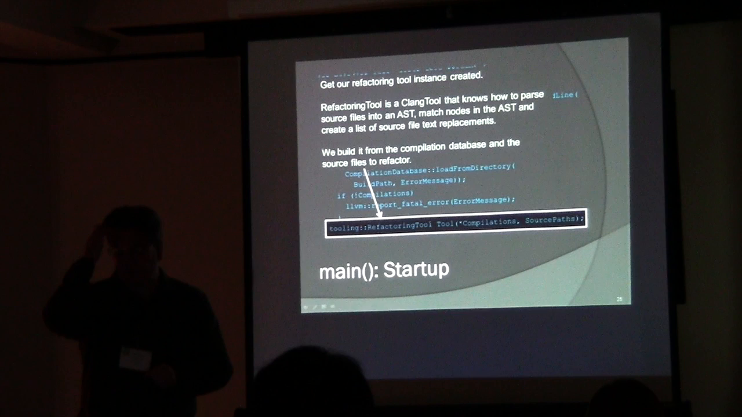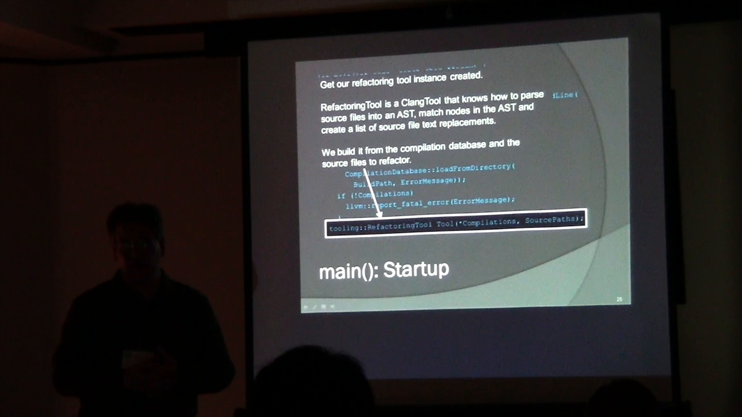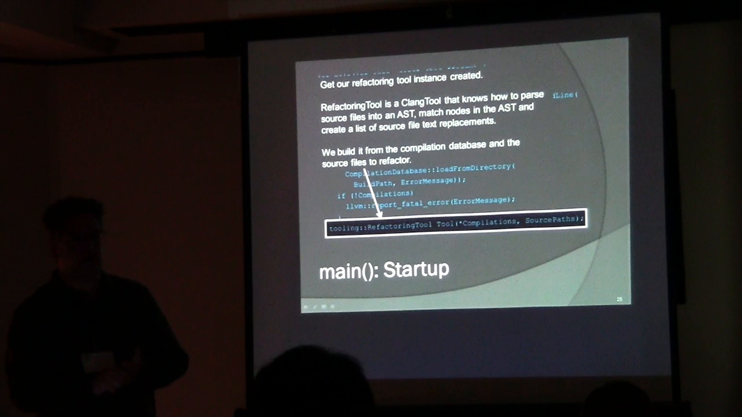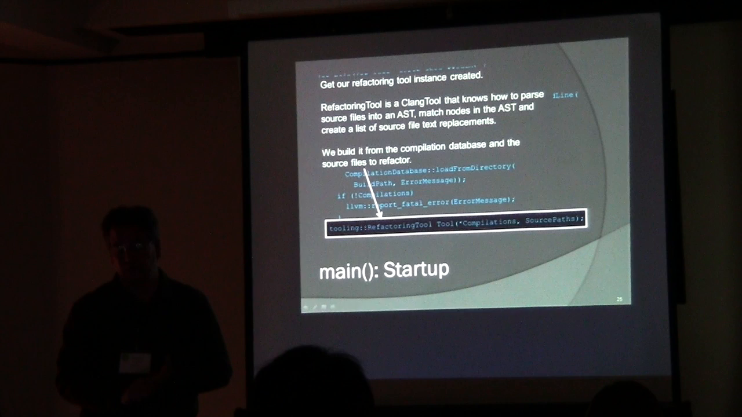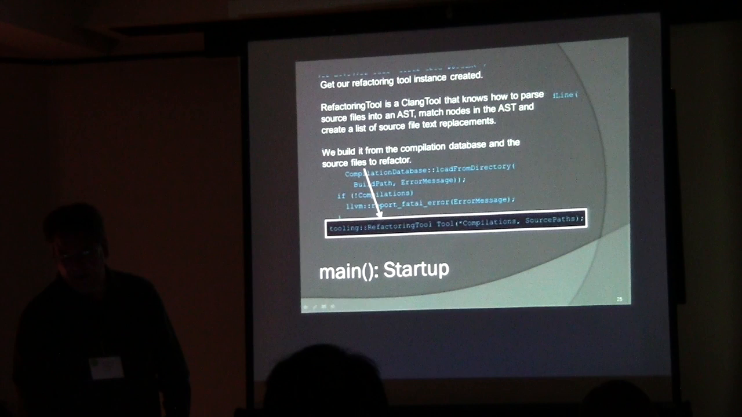And then the very last part is that we're going to instantiate this refactoring tool, and Clang has already a small class hierarchy of tools, and a refactoring tool is a base Clang tool that knows how to parse source files into an abstract syntax tree, match nodes against that abstract syntax tree, and then create a list of source file text replacements, and then apply those replacements to the files and save it out. And you build this refactoring tool from a compilation database and a list of source files that you're going to refactor.